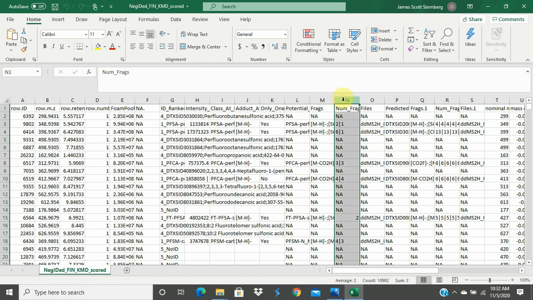In the next column, labeled num frags, this simply shows the number of fragments found. You may notice that some of these have multiple numbers in the cell divided by pipes, and that tells us that these fragments were also found in multiple annotations for the feature. The number of pipes found here should match the number of pipes in the tentative annotation column based on standards.